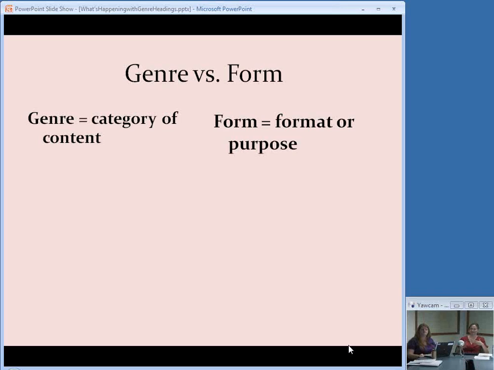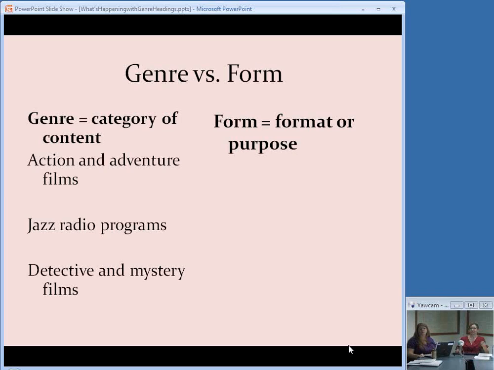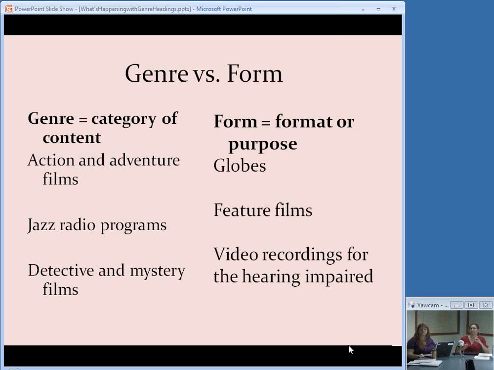Sometimes it's hard to say where exactly the dividing line between a genre and a form is, but a genre is the type of thing we've been talking about, a category of content, an action-adventure film, jazz radio programs. They tell you a little bit about what the intellectual content is. Whereas a form deals more with either the physical format, like a globe, which tells you what the thing physically is, or the purpose that it's designed for, like a feature film. It tells you it's a full-length film and not a short.